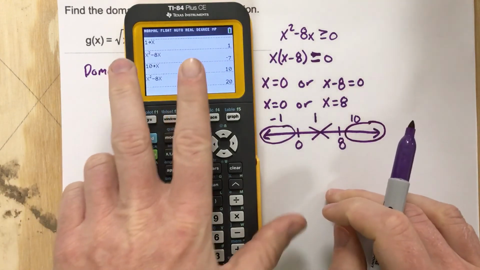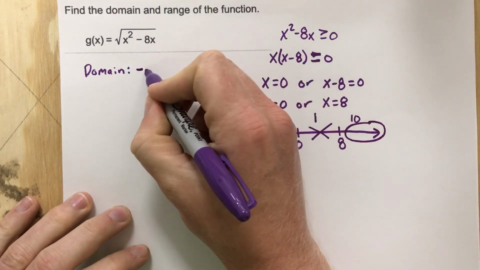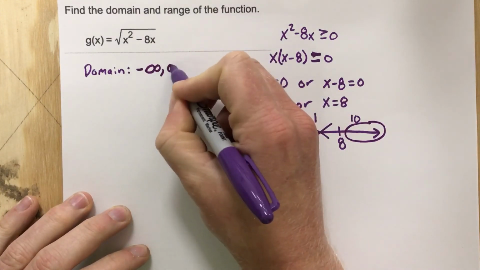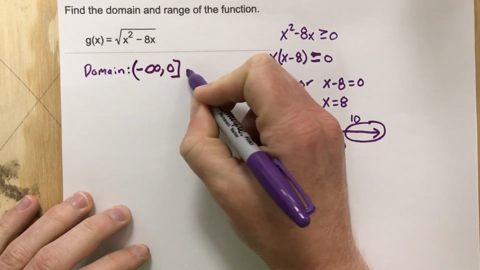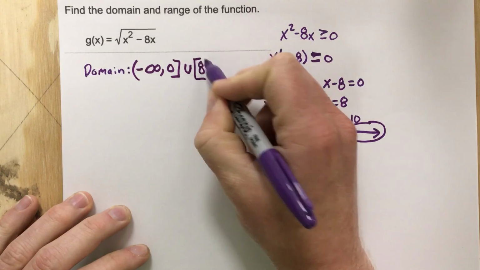So the domain of my function then is going to be negative infinity to 0, including 0, union 8 to infinity.